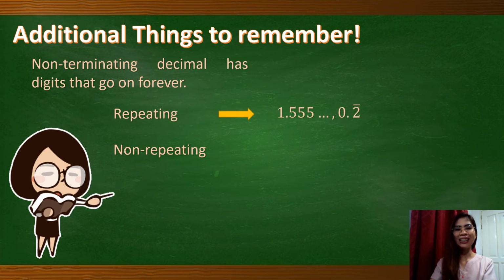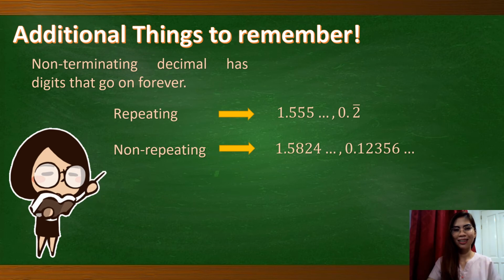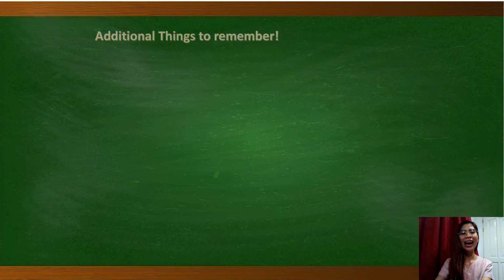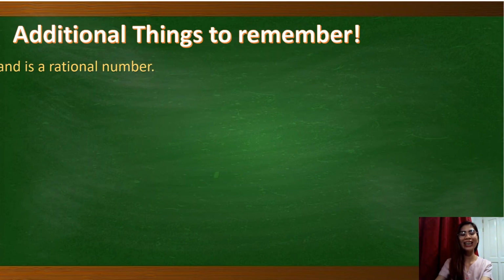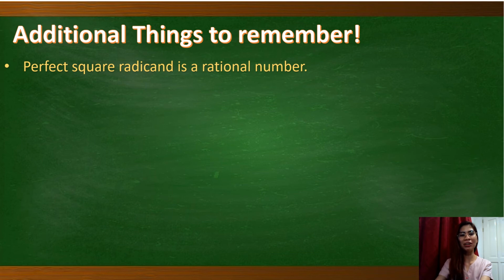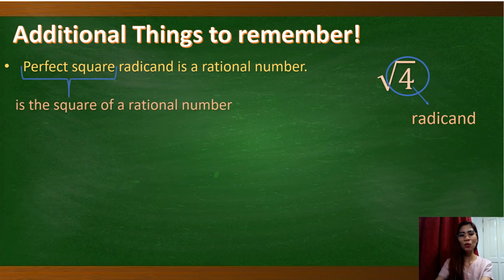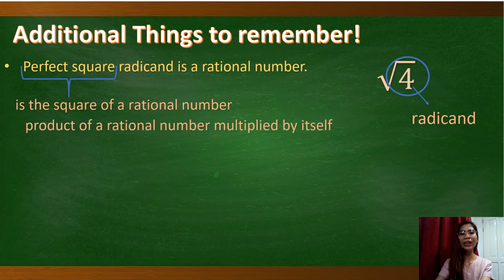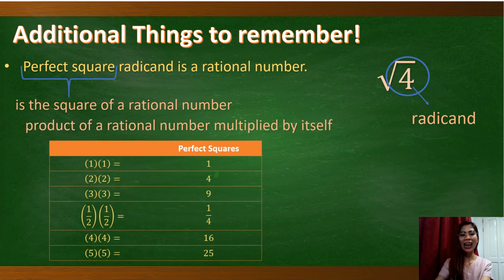Now let us look at the given examples. Another thing that we should remember is that a radical expression with a perfect square radicand is a rational number. In this given example, 4 is the radicand, and having its square root taken. Now, a perfect square is the square of a rational number, or a product of a rational number multiplied by itself. Let us look at the given examples.